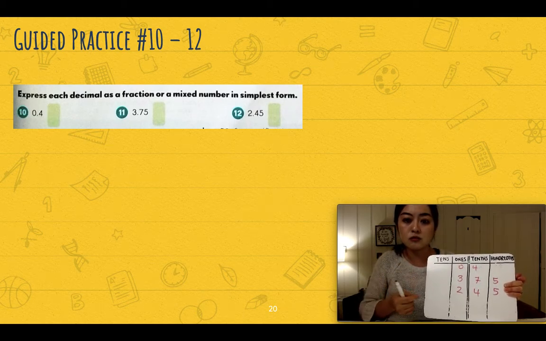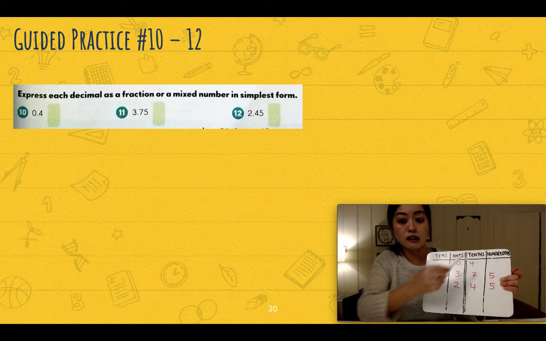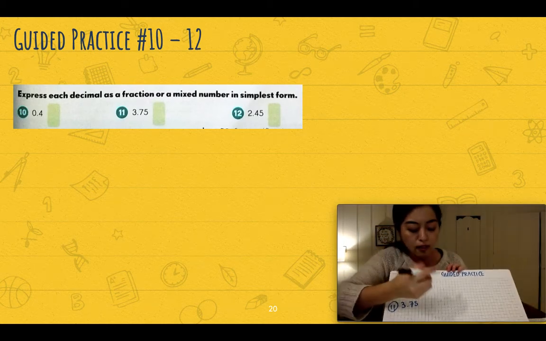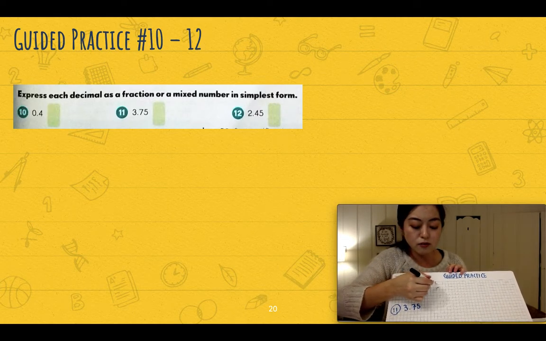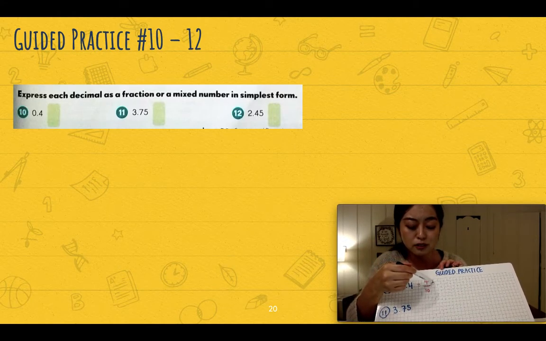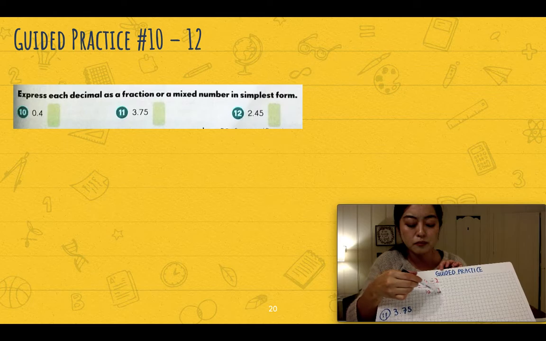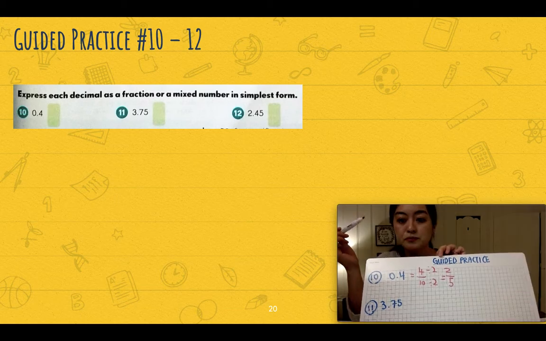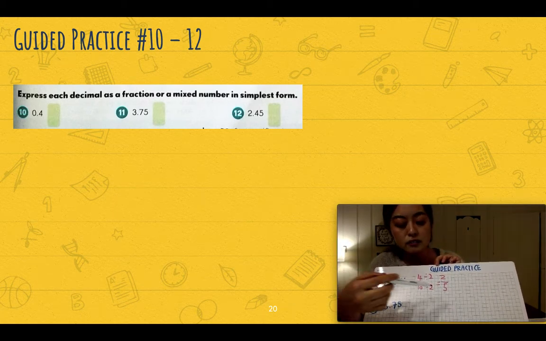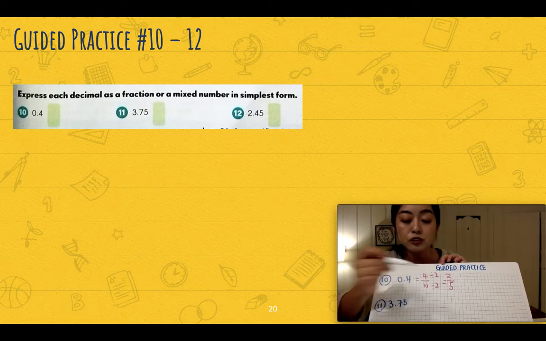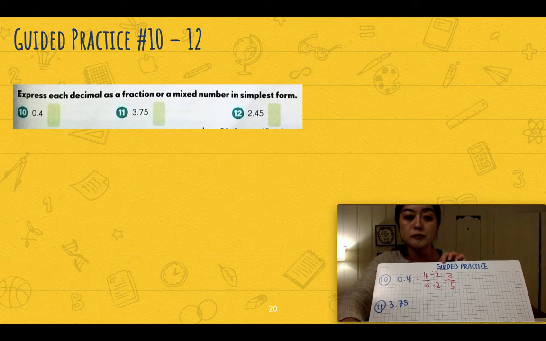How do I say this in words? It's 4/10. So if that's 4/10, then I know how to write it as a fraction, 4/10. And I see they have a common factor of 2, so I'm going to divide it by 2. And this would equal 2/5. So 0.4 is equal to 2/5. And my fraction is in simplest form because there's no other common factor between the numerator and denominator besides 1.